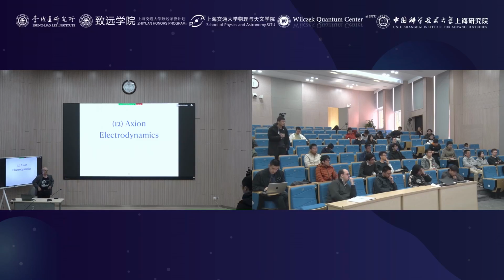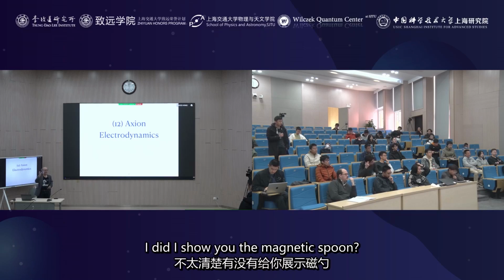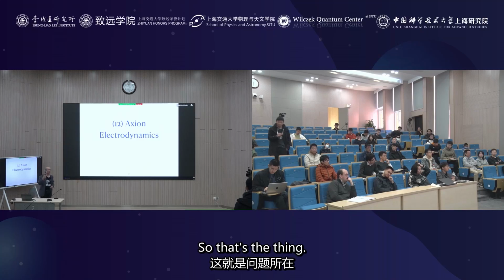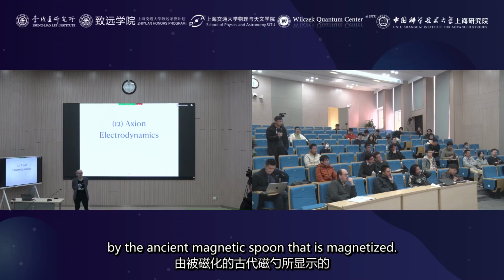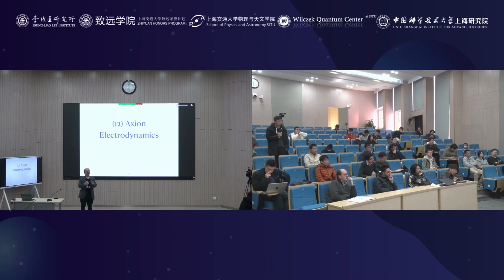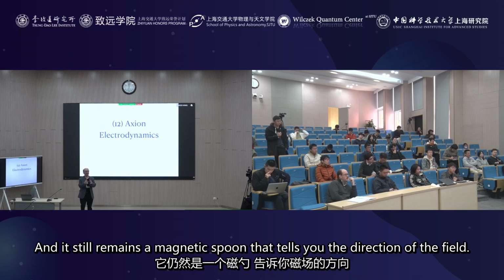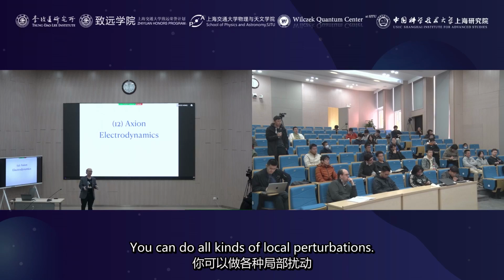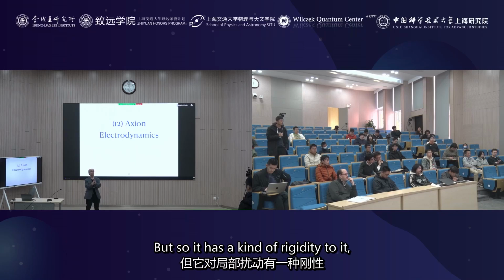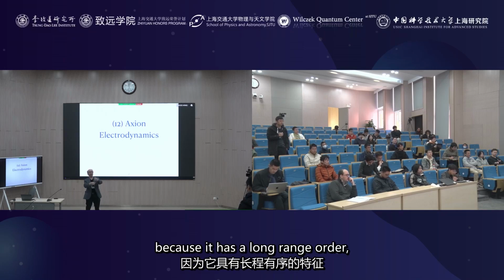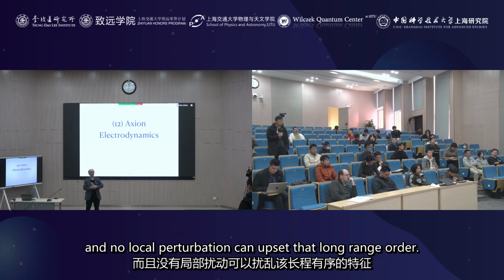Did I show you the magnetic spoon? Yes, you showed. Okay. To me the essence of spontaneous symmetry breaking is shown by the ancient magnetic spoon that is magnetized. You can do lots of things to that spoon, and it still remains a magnetic spoon that tells you the direction of the field. You can do all kinds of local perturbations. You can heat it up, as long as you don't heat it too much, and it stays a magnetic spoon with the same orientation. It has a kind of rigidity because it has long range order, and no local perturbation can upset that long range order.